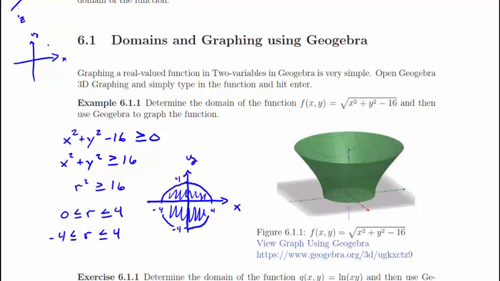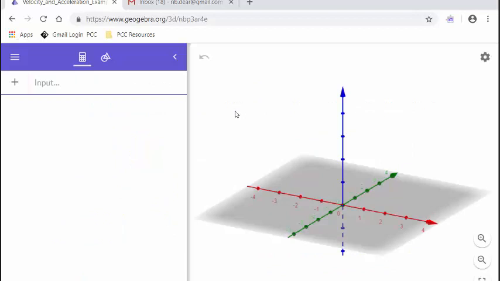For the edge, if this was r is strictly less than 4, we would use a dotted line here to indicate that the radiuses can't actually equal 4. And so this is a graph of the domain of this function. If we want to graph this using GeoGebra, then go ahead and take a second, open up GeoGebra. I've already got it pulled up here.